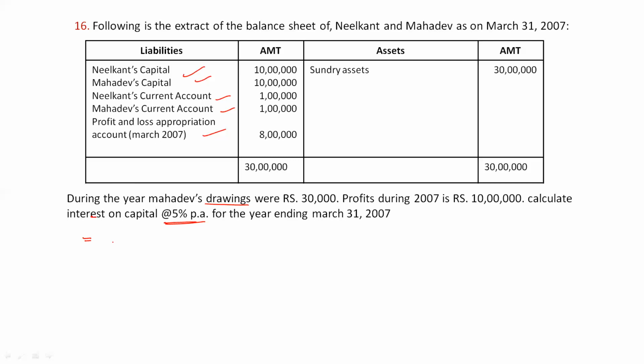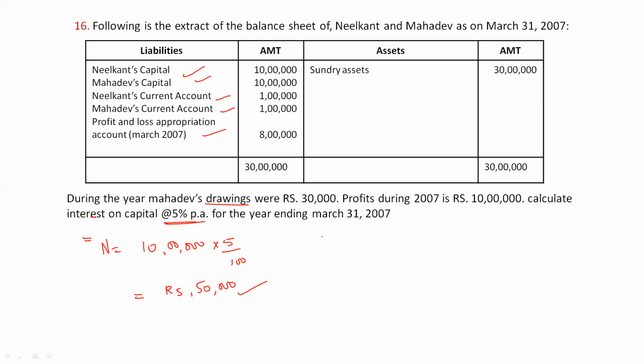So let's find out interest on capital for Neelkant first. His fixed capital is 10 lakh rupees. We know the rate of interest on capital, right? That is 5% per annum, so it means 5 divided by 100. When we multiply this, we'll get the answer as rupees 50,000. So this is the interest on capital for Neelkant, right?